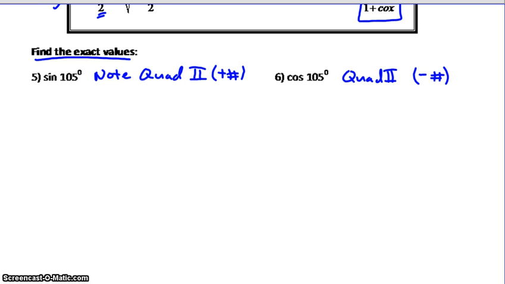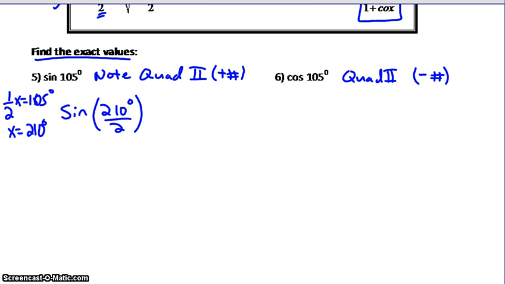Now, here's how we proceed. We're going to look at this and determine what this value is 1/2 of. In other words, 1/2 of what would give us 105? Hopefully you see right away that the answer is 210 degrees. So what we should be seeing here is the sine of 210 degrees divided by 2 as our half-angle identity.